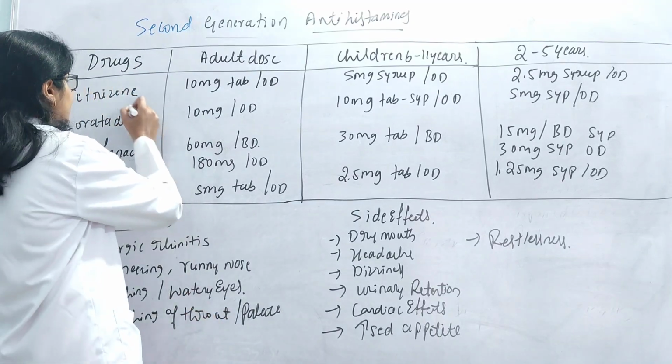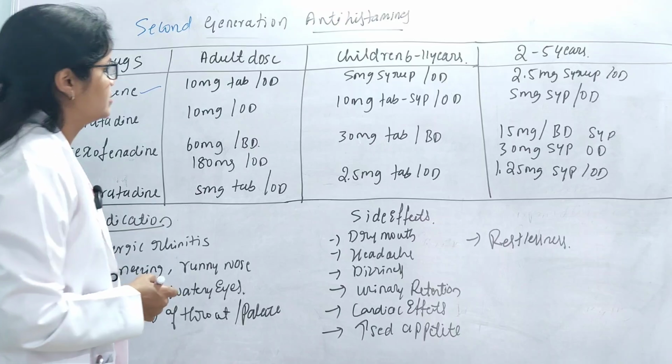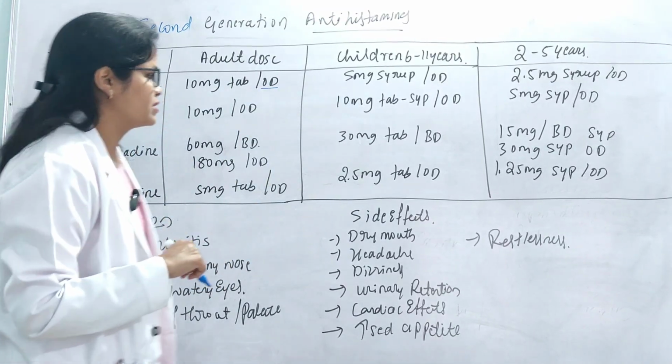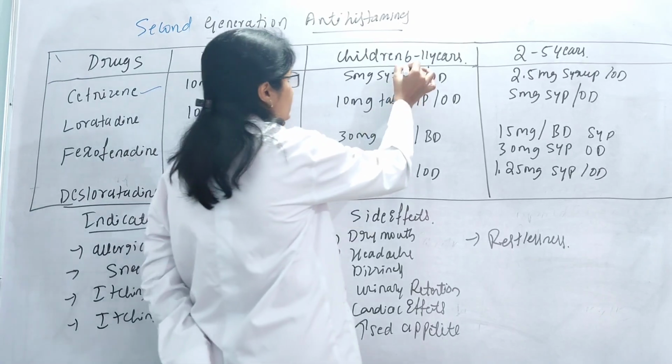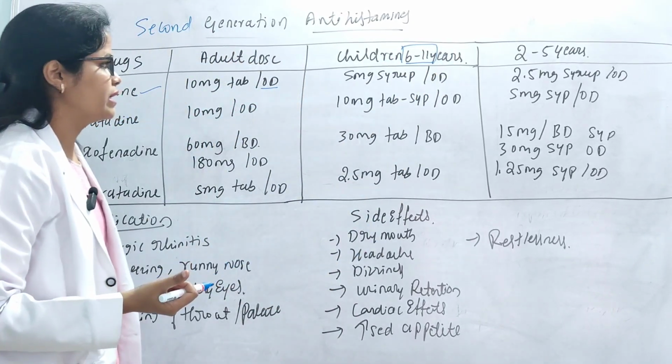Here the cetirizine for the adult is a 10 mg tablet per day. Per day means once in a day, daily one time administration. Next for children 6 to 11 years, it is available in the form of tablet as well as syrup.